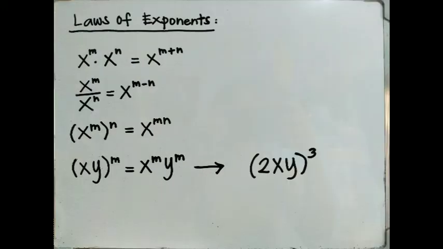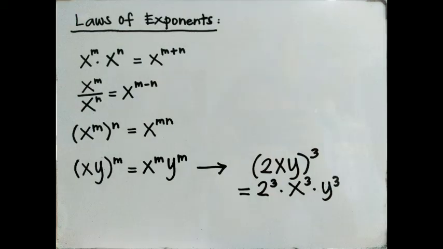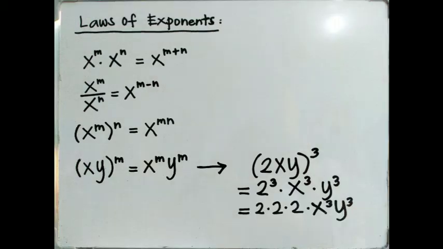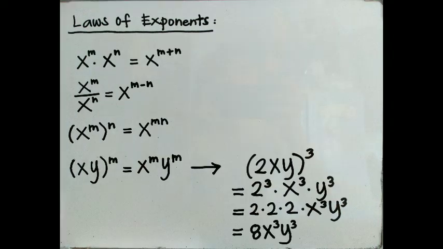Another example is quantity of 2xy raised to the power of 3. This is equal to 2 cubed times x cubed times y cubed. This will become 2 times 2 times 2 times x cubed times y cubed. Thus, the result will be 8x cubed y cubed.